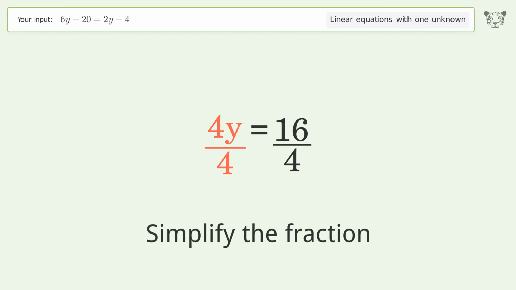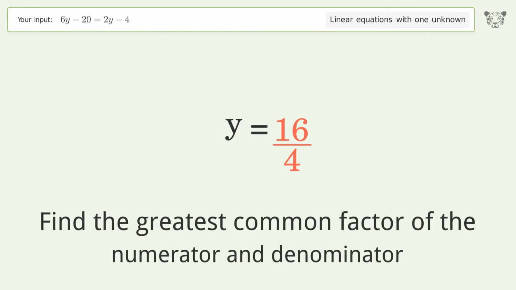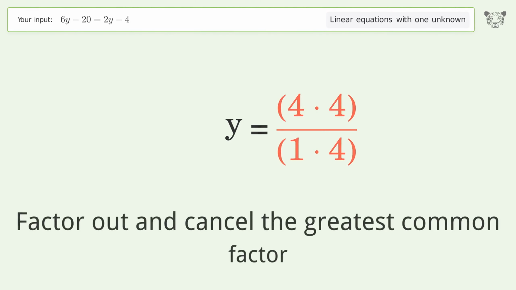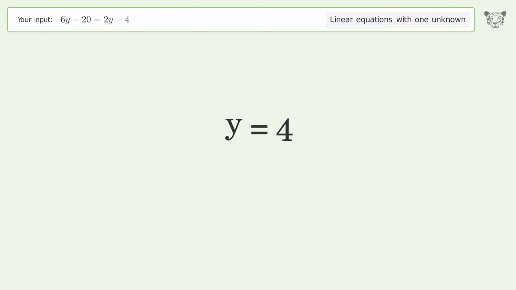Simplify the fraction. Find the greatest common factor of the numerator and denominator. Factor out and cancel the greatest common factor. And so the final result is y equals 4.